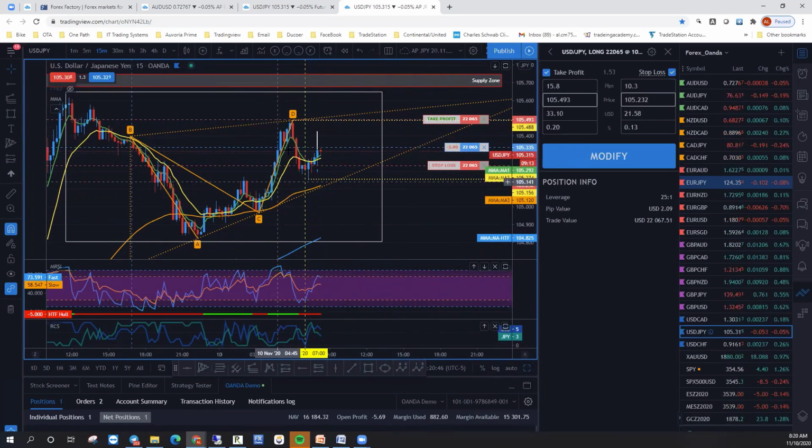I mean, this was a nice little pull. It's a fairly strong pullback. But if this is the new area, I mean, we're still showing strength to the dollar. And we'll just have to wait and see what happens.